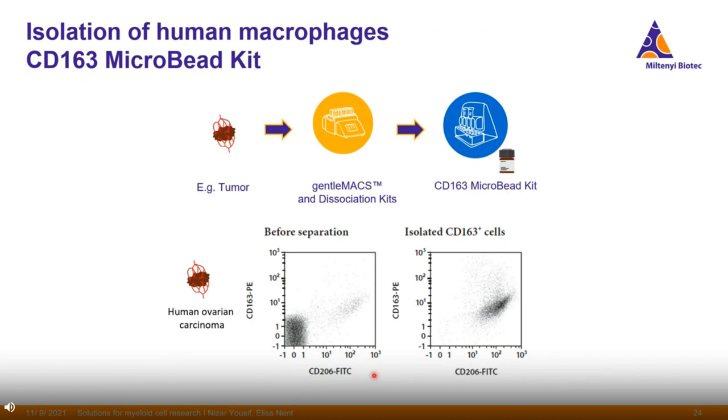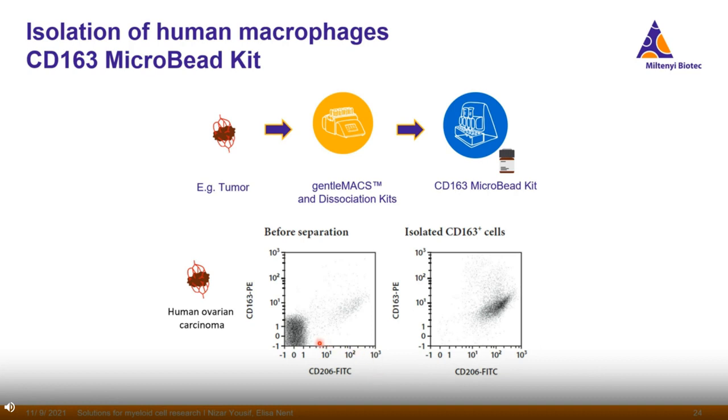Next, CD163 microbead kit human. This kit allows the enrichment of human cells from, for example, healthy or tumor tissues based on the expression of the CD163 antigen. CD163 is most abundantly expressed by mature tissue macrophages and peripheral blood monocytes.